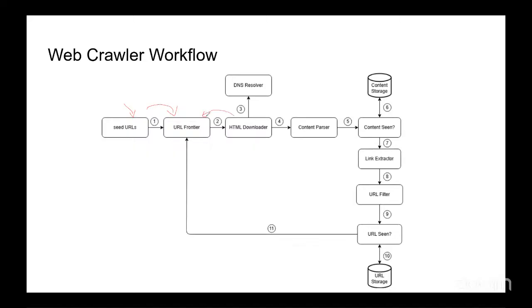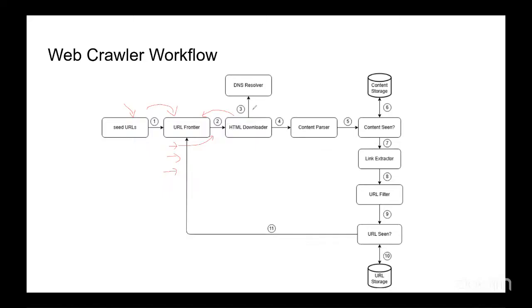It can do this in parallel or one by one. Definitely for a distributed system, we want to download the content in a parallel or distributed fashion. The URL Frontier can have multiple FIFO queues. It's not necessary that we only have one FIFO queue. So the HTML downloader will get the URLs from the URL Frontier, and then it will download the HTML content.